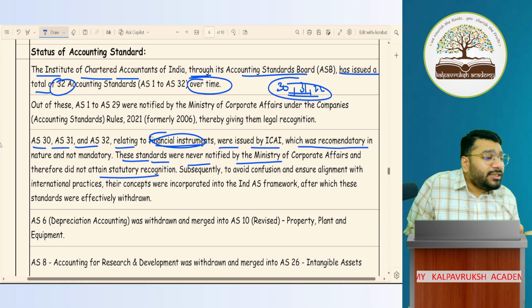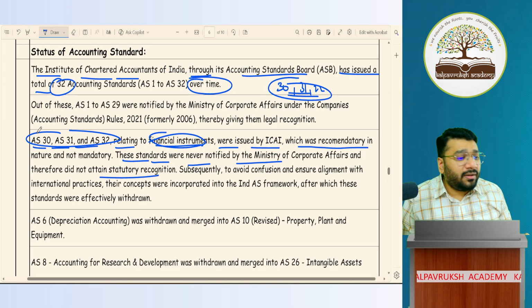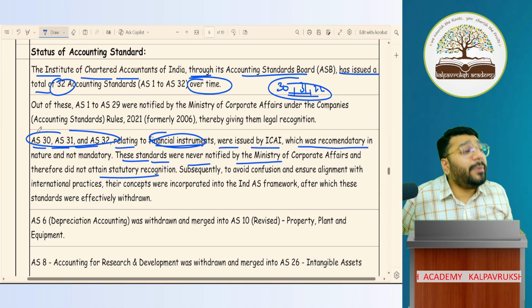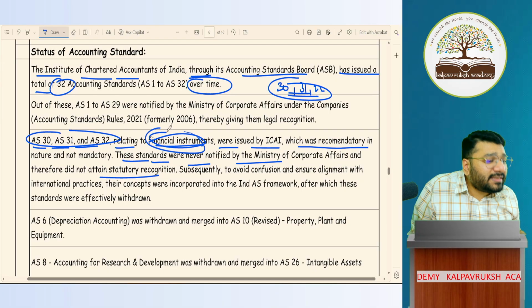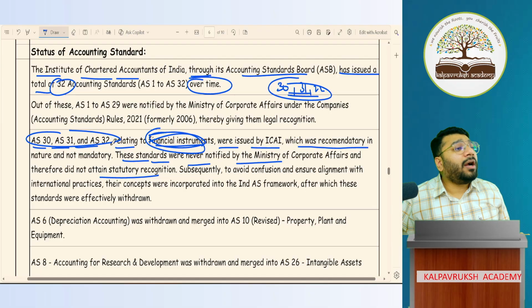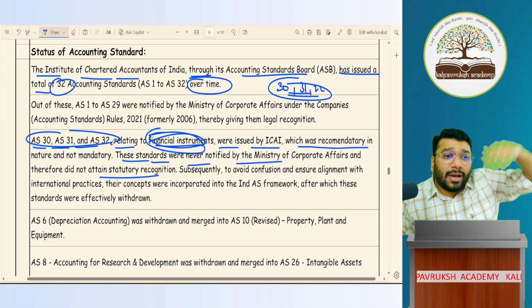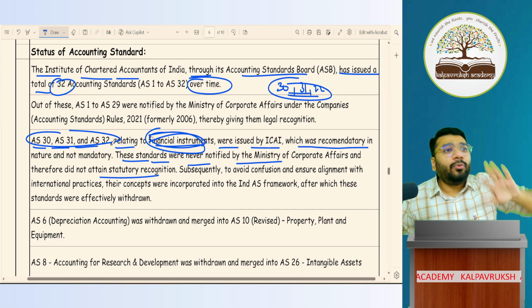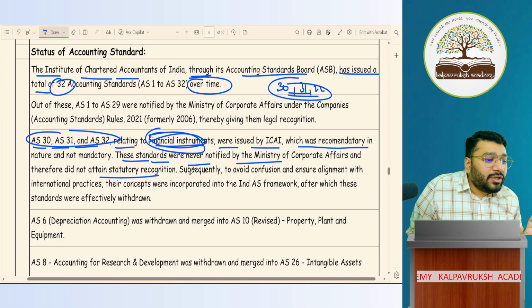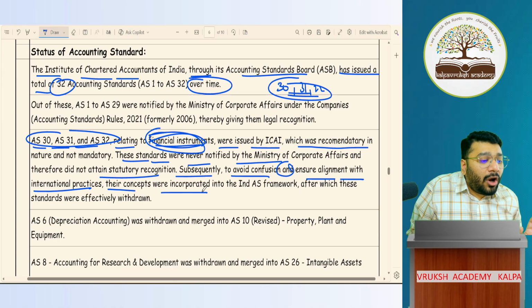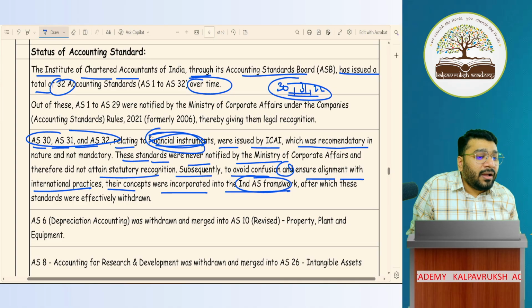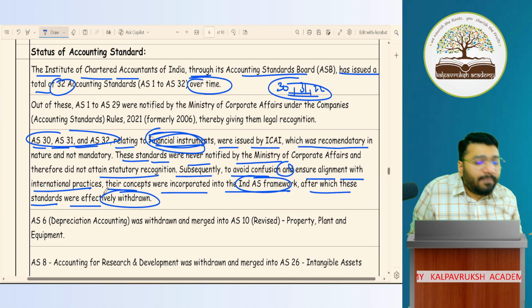So they said that instead of having accounting standards for financial instruments, let's have it in the form of Ind AS. Let's not harass all the sole proprietorship concerns, partnership concerns, LLPs with these things. If they really want to follow the accounting treatment for financial reporting, you as a CA guide them through the information given in Ind AS. Don't put in AS and complicate their life. Subsequently, to avoid confusion and ensure alignment with international practices, their concepts were incorporated into the Ind AS framework. So we removed that from AS and incorporated it in the Ind AS framework, after which the standards were effectively withdrawn by ICAI.